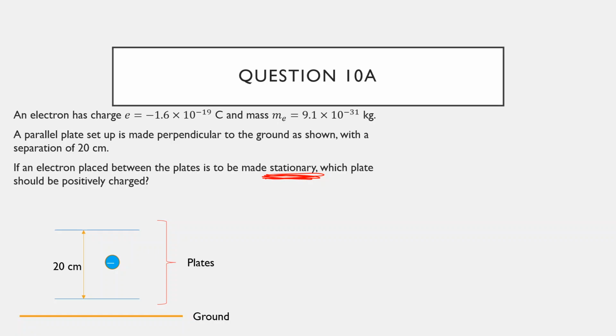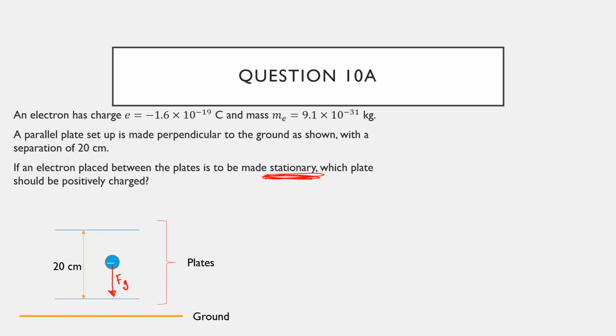So let's think about the forces that are acting on this electron. Definitely we've got gravity pulling it down this way. If the electron needs to be stationary, that means there needs to be some kind of other force in the opposite direction to gravity that's going to cancel gravity out, leaving it with zero net force.